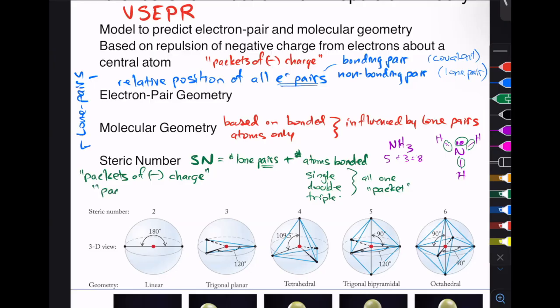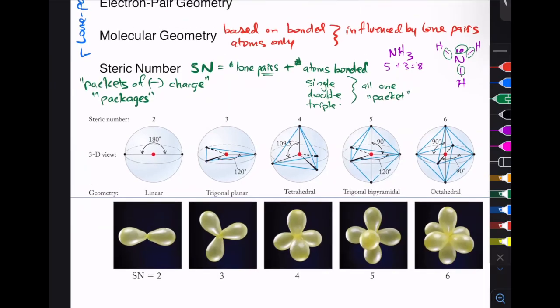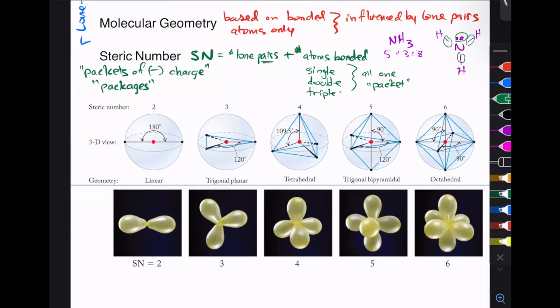Maybe I should use package instead of packets of negative charge. And then we're going to apply our thought process about what VSEPR tells us. So let's go over some basic geometries here. And I'm also going to use these balloons to model what we're drawing up here with the geometries. And these are going to be the electronic geometries now.